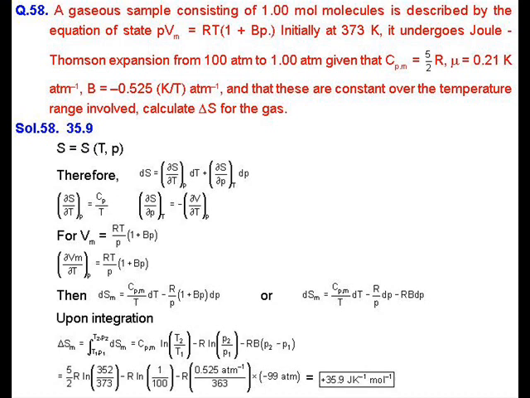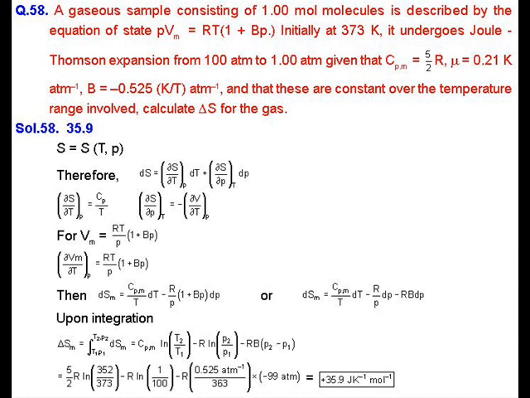We know that entropy is a function of temperature and pressure. So the entropy change will be given as del S by del T at constant pressure into dT plus del S by del P at constant temperature into dP. We know that del S by del T is given as Cp upon T, and we also know the relation between del S and del V, that is, del S upon del P at constant temperature is given as negative of del V upon del T at constant pressure. So that is a thermodynamic relation between these two at constant temperature and constant pressure respectively.